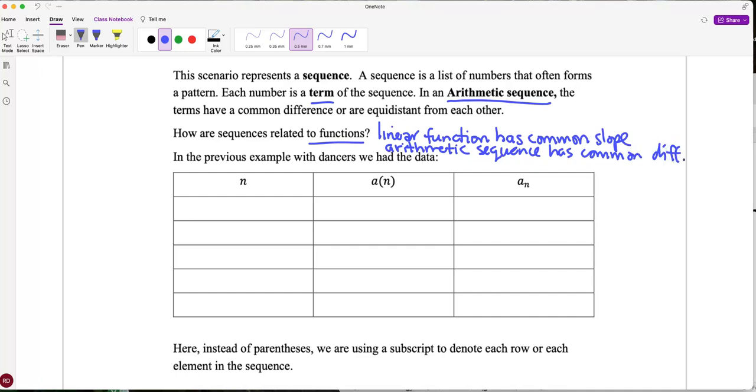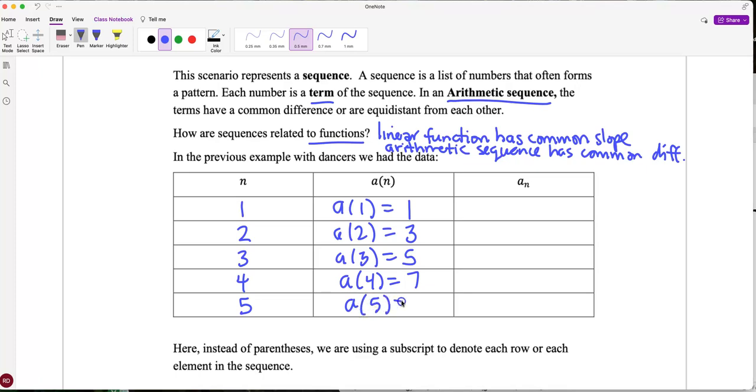Okay, just a little bit of terminology that's different, but it means that as the number of dancers goes up, it goes up by 1 every time. So if you look at this, the number of rows that I had in that previous example, 1, 2, 3, 4, and 5, okay? And then if you look at A of 1, I had 1 dancer on the first row. A of 2, I had 3 dancers on the next row. A of 3, I had 5 dancers. A of 4, I had 7. And then A of 5, I had 9.